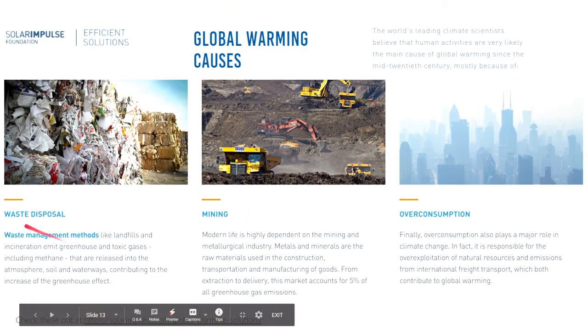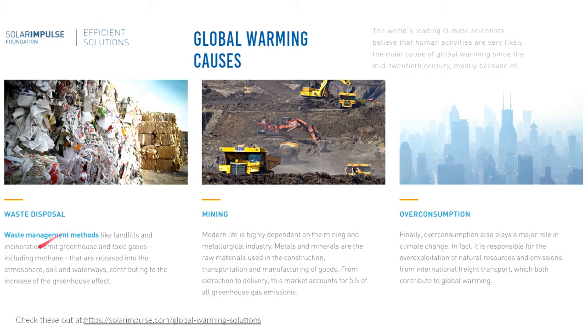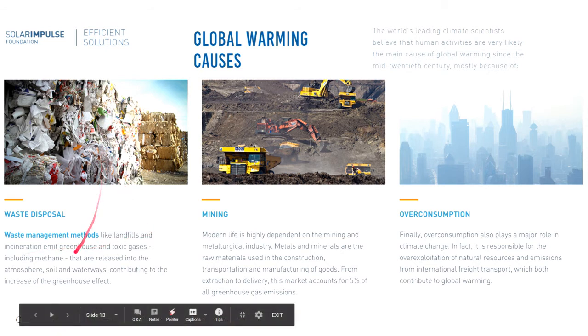Other human activities will be waste disposal. So waste management methods like landfills and incineration, so burning of waste, burning of garbage, emit greenhouse and toxic gases, including methane. Okay, so they are released into the atmosphere.